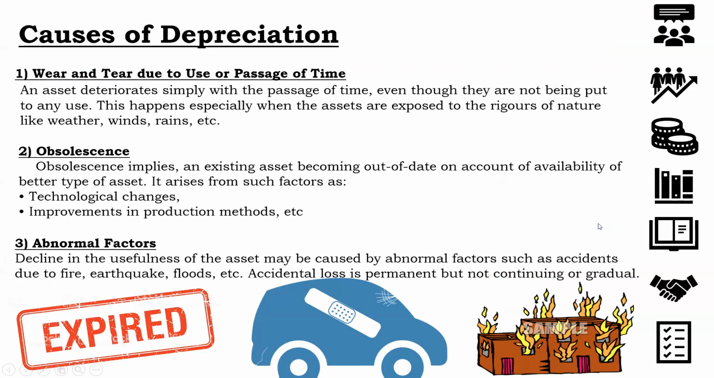The next slide goes for the causes of depreciation. We saw that due to wear and tear, use and passage of time, the fixed asset deteriorates in its value. Also due to obsolescence, that is technological changes, and abnormal factors like fire, earthquake and floods.